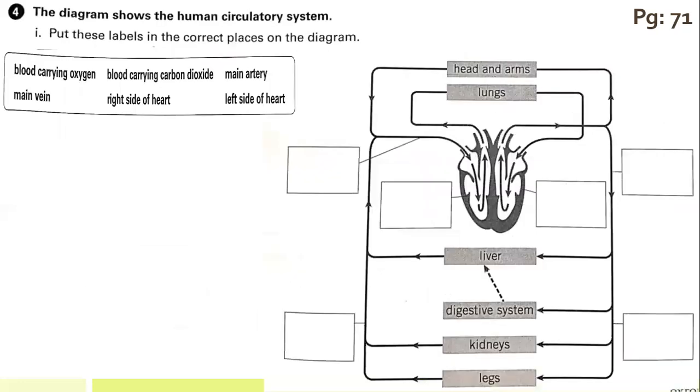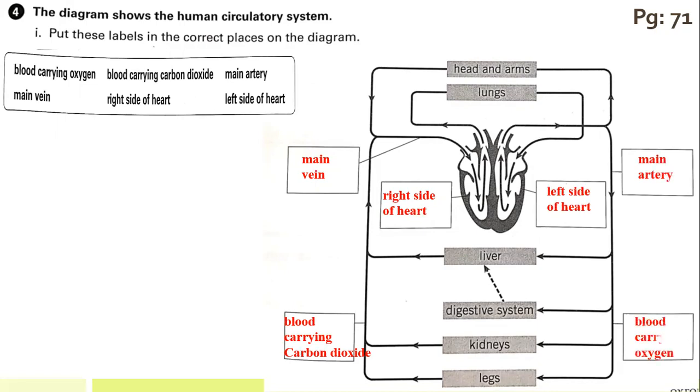Come to the fourth question. The diagram shows the human circulatory system. Put these labels in the correct places on the diagram. This is what's called the main vein, carrying blood with carbon dioxide. This part of the heart is called the right side of the heart. Now come towards the left side of the heart. Then the main arteries, and these are the arteries that are carrying blood from the heart to the body.